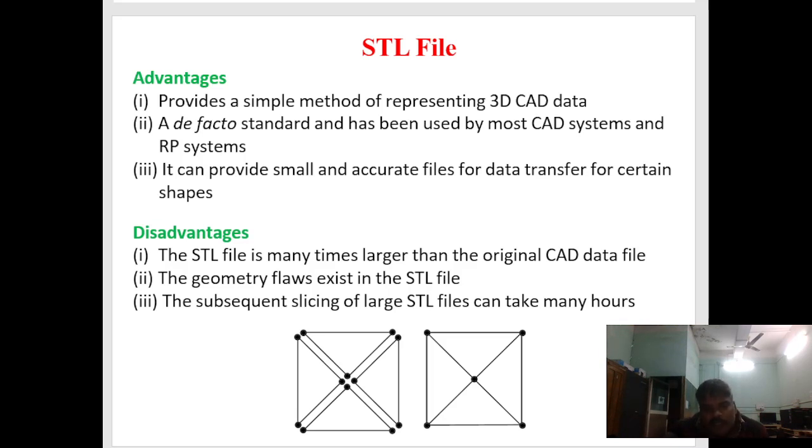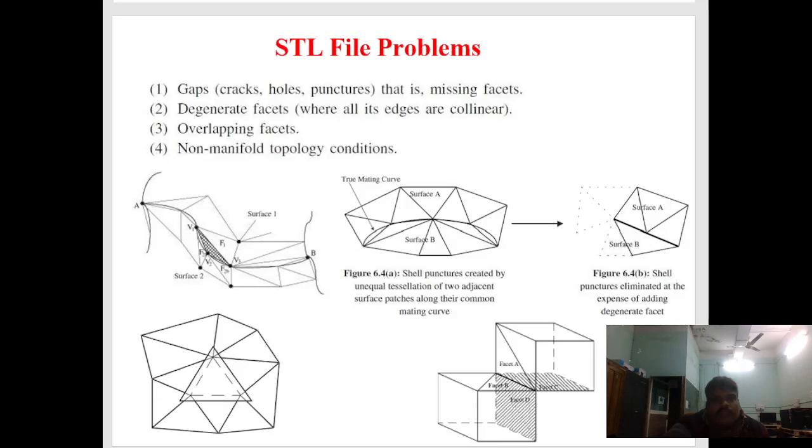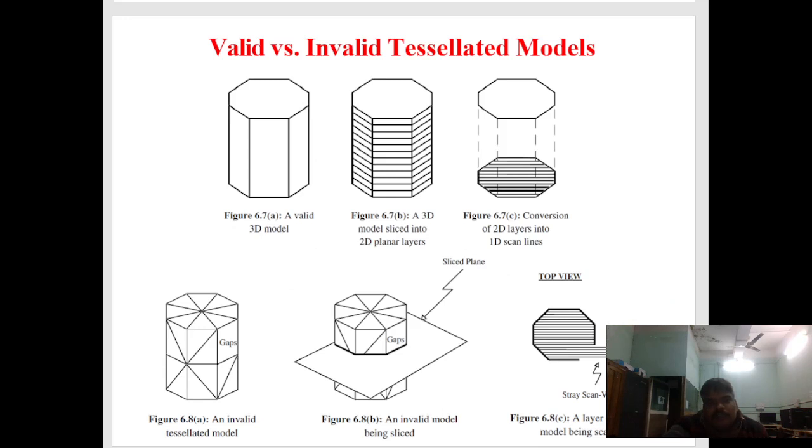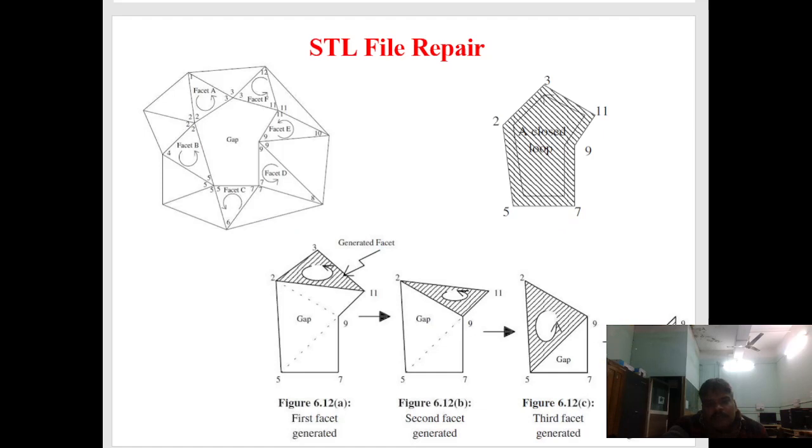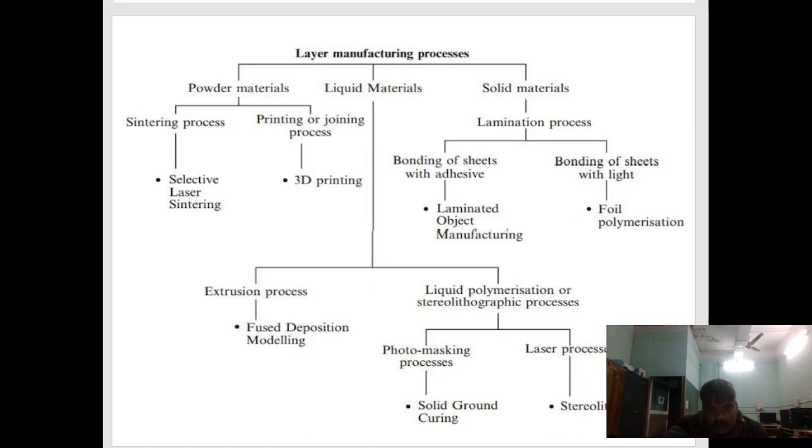Disadvantage: the STL file is many times larger than the original CAD data file. Geometry flaws exist in the STL file. The subsequent slicing of a larger STL file can take many hours. STL file problems: gaps, cracks, holes, punctures, that is, missing facets, degenerate facets where all edges are collinear, overlapping facets, and non-manifold topology conditions. These are some STL file problems. Valid versus invalid tessellated model. These are some STL file repairs, if there is a problem in the STL file.